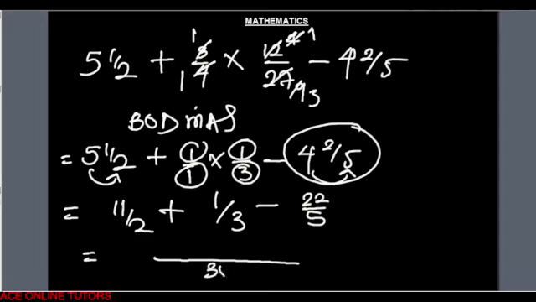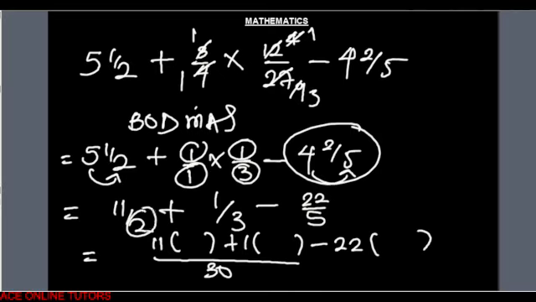Now we have 11, you open a bracket, plus 1, you open a bracket, minus 22, you open a bracket. So now you say, how many 2 can we find in 30? That is 15. How many 3 can we find in 30? That is 10. How many 5 can we find in 30? That is 6.